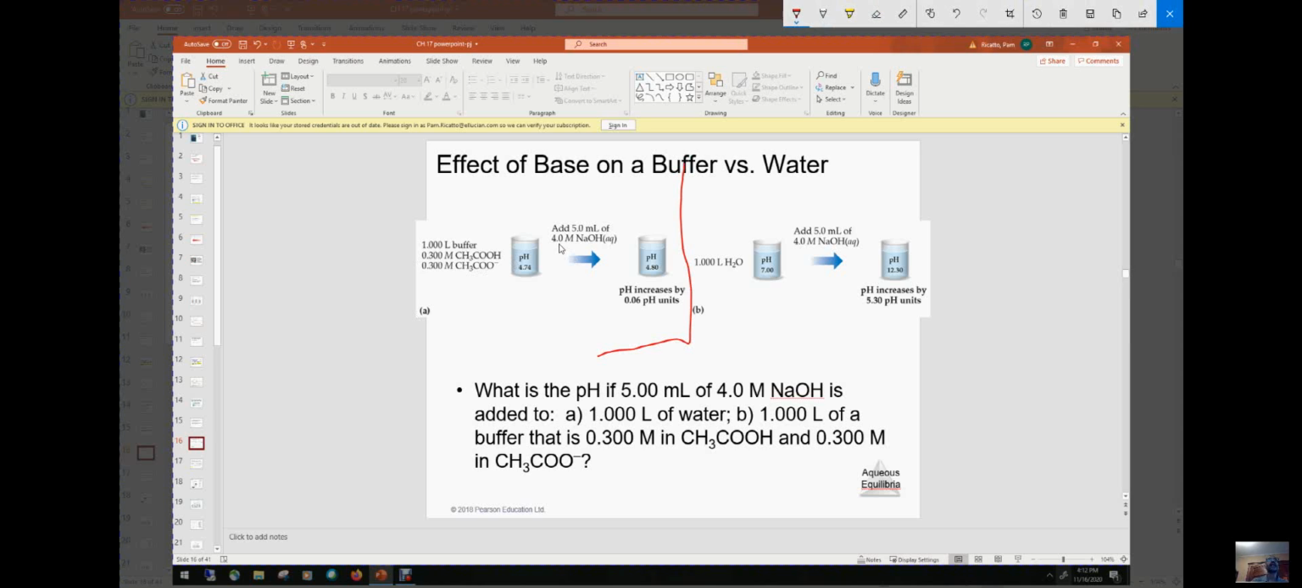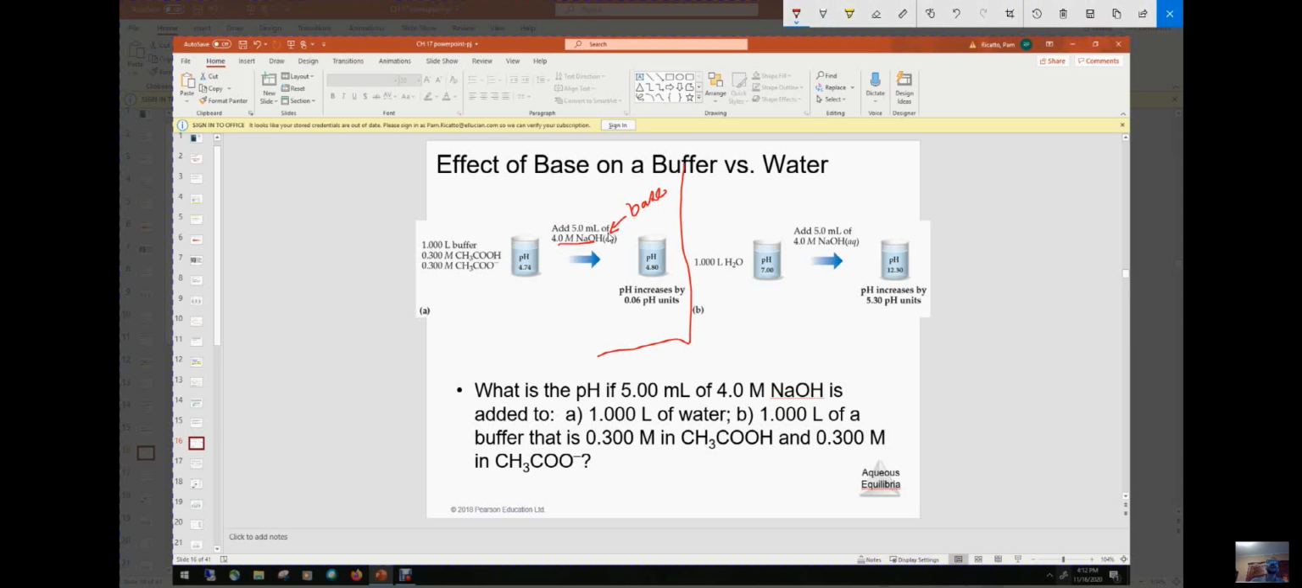Who's going to take on this 4 molar sodium hydroxide? It's a very concentrated solution of base. It's only a little amount. Who's going to take it on? Is it going to be the acid or the base? Well, if I'm adding a strong base, it's got to be the acid. Who's going to do it?